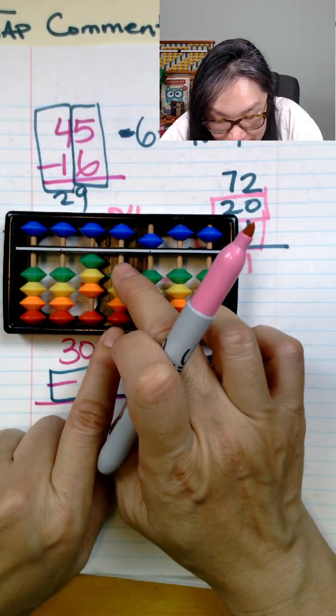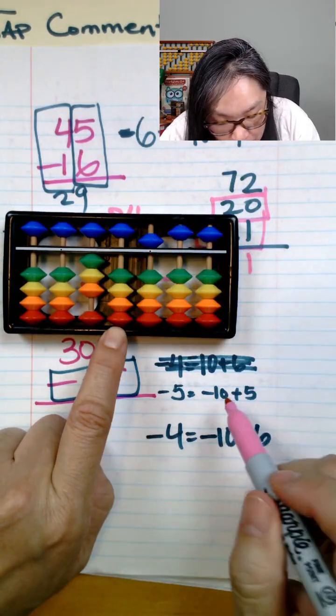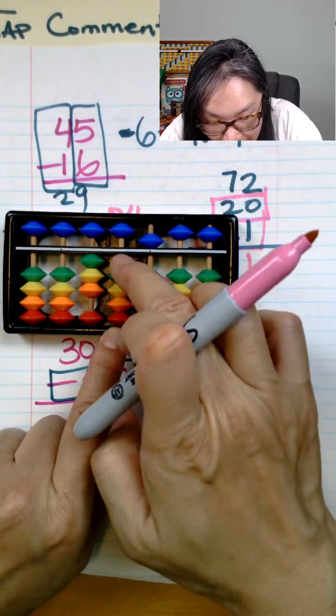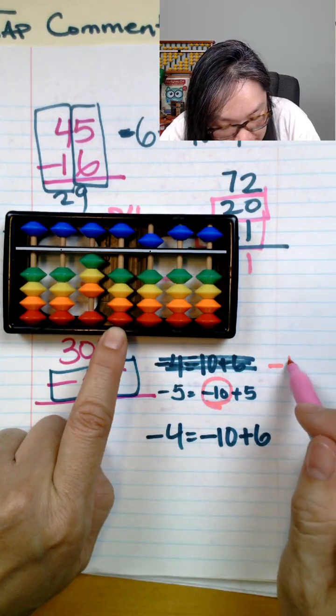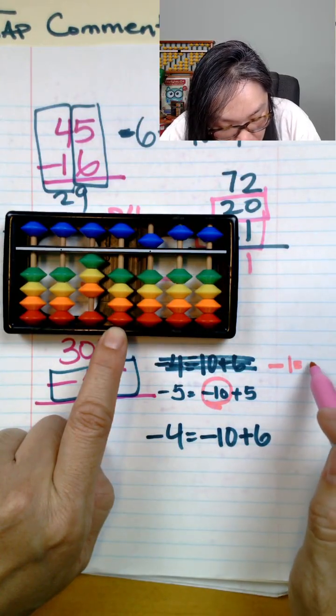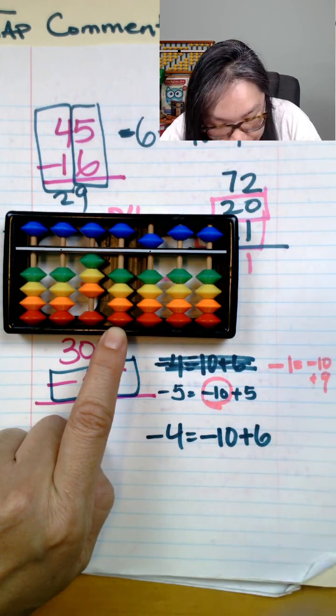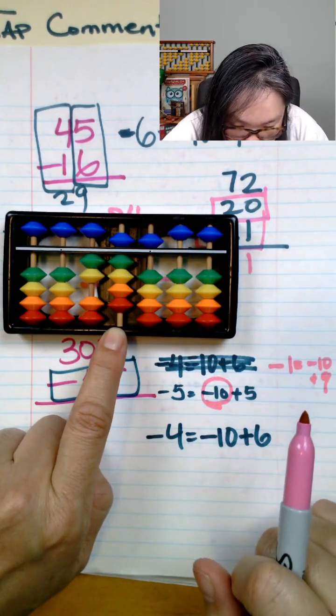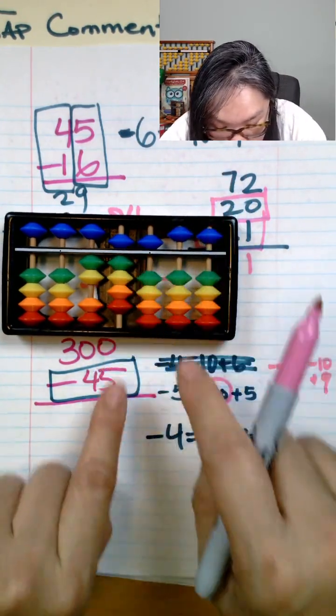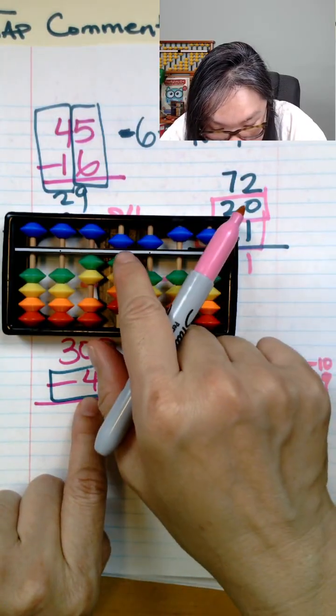Okay, so I need to minus the 10, but there's not enough beads. What do I do here? I have to take away the 10. In order to take away the 10, minus the 10 is the same thing as minus 1. Minus 1 is minus the 10 plus the 9. So I need to take away the 10 plus the 9. And then I take away 40.